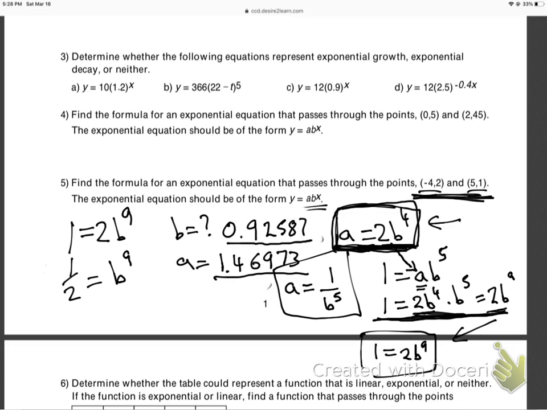But that's it. So actually, if I have to write all this out now, then this question 5, the answer is y equals a, which is 1.4697, and then b, 0.92587 to the x. And it looks complicated, but that's how it works, okay?